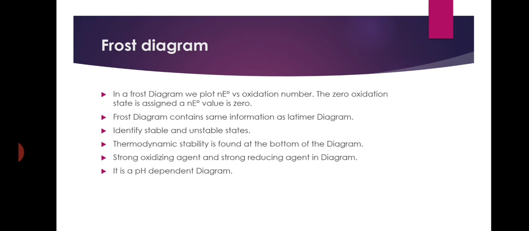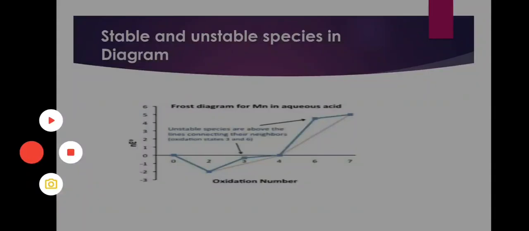In a Frost diagram, the information obtained is for species under standard conditions. It is pH dependent, so in acidic solution we use pH equals 0.